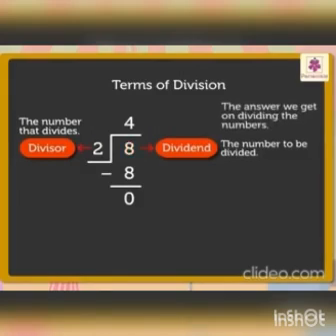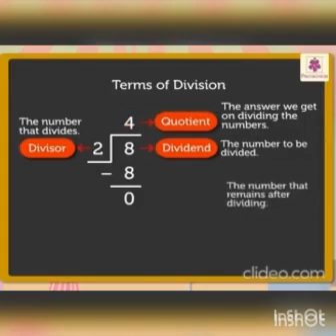The answer we get on dividing the numbers is called the quotient. That is the number 4 here. And the number that remains after dividing is called remainder. That is the number 0 here.